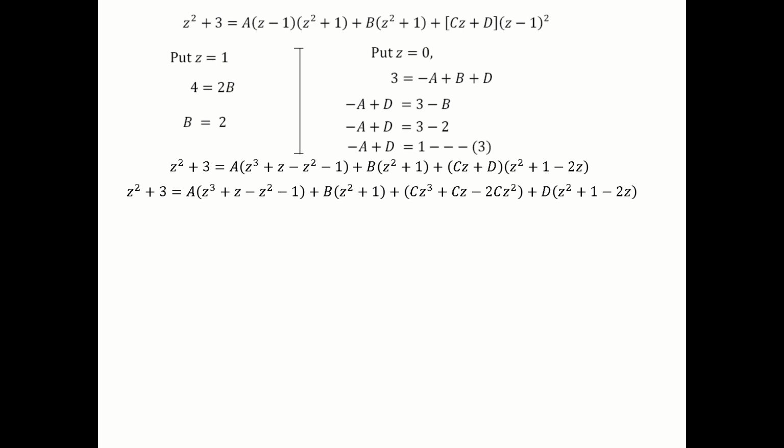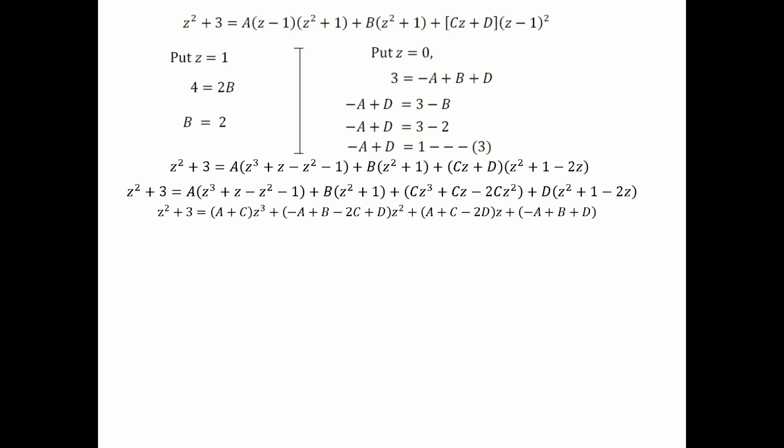Next z squared. First minus A into z squared, minus A, plus B into z squared, plus B. Then minus 2C into z squared, minus 2C, then the last term D into z squared, plus D. Next z term. First A into z, so plus A, then there is no B, then C into z, plus C, then minus 2D into z, so minus 2D, right? Next constant term. First term minus A into 1, minus A, plus B into 1, plus B, then the last term plus D, 1 into D, right?